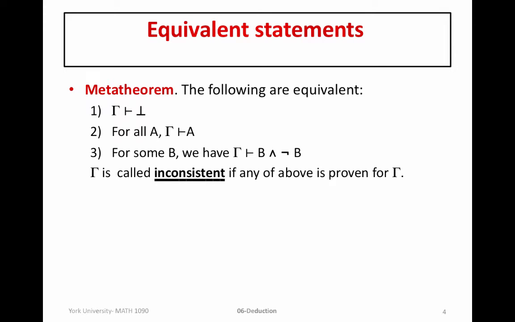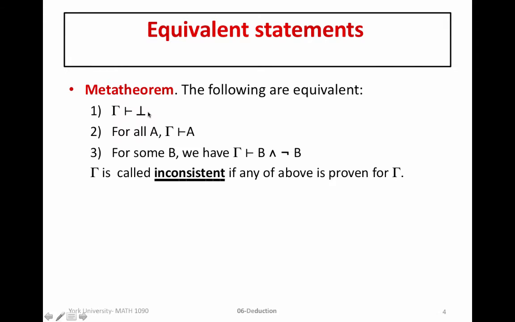Some other quick meta theorems that I think we already know. The first meta theorem says that the following are equivalent: gamma proving bottom is equivalent to gamma proving every well-formed formula, is equivalent to gamma proving B and not B for some well-formed formula B. And as you can imagine, this means that gamma is inconsistent, because we know we can't prove bottom.